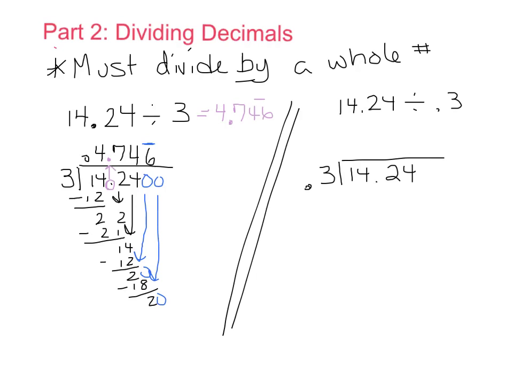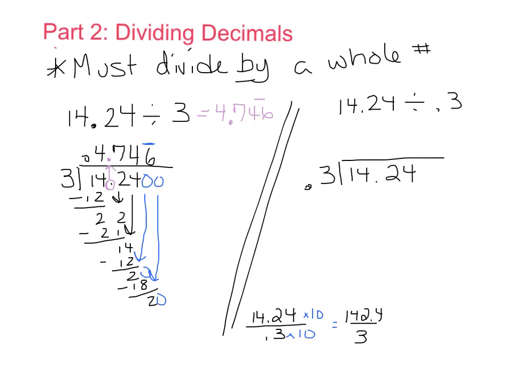So we need to think about this as 14 and 24 hundredths divided by 0.3. How can I change a number within a fraction without changing the value? Well, if I multiply the top and the bottom by the same number, I'm being fair. So if I have one decimal place, if I multiply by 10, 0.3 becomes 3, and 14.24 will become 142.4. So basically I'm taking the decimal place and moving it over one spot.